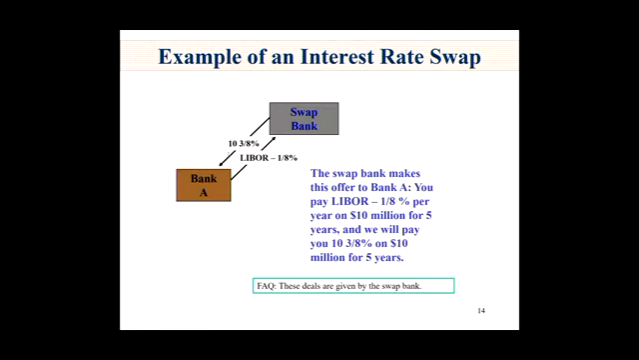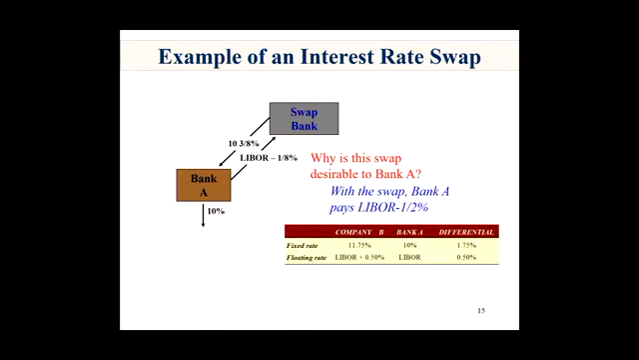Where do these numbers come from? Where do the rates come from? They're given by the swap bank. I wouldn't ask you to work out those rates. Those would be given. That is the deal that the swap bank makes. So why would A want to enter into this swap?